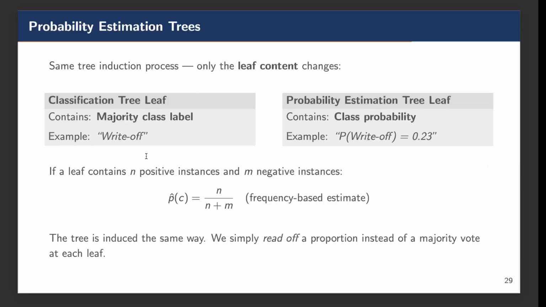And so we introduce the probability estimation trees. So the process is the same, but the leaf may now contain a class probability rather than a label. So let's say if a leaf has n positive and m negative instances, then the frequency-based estimate, which is the p hat of c, equals n divided by the sum of n plus m.